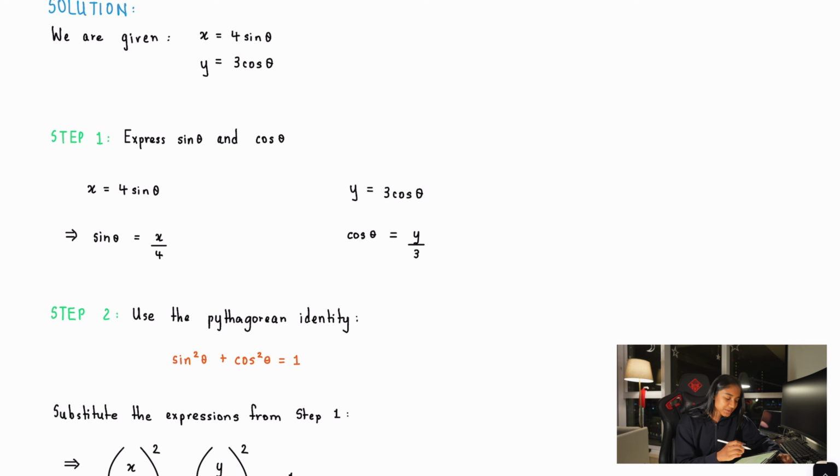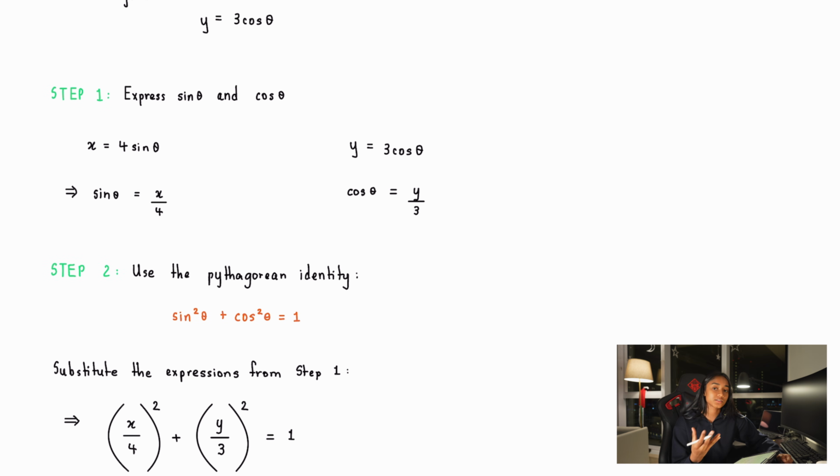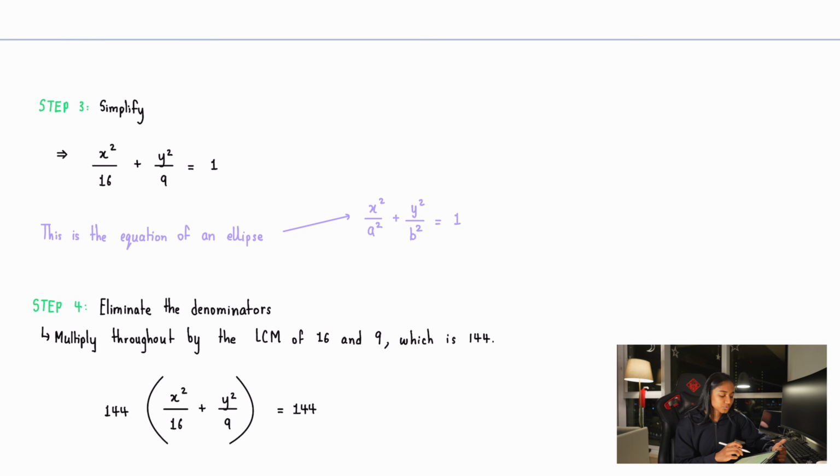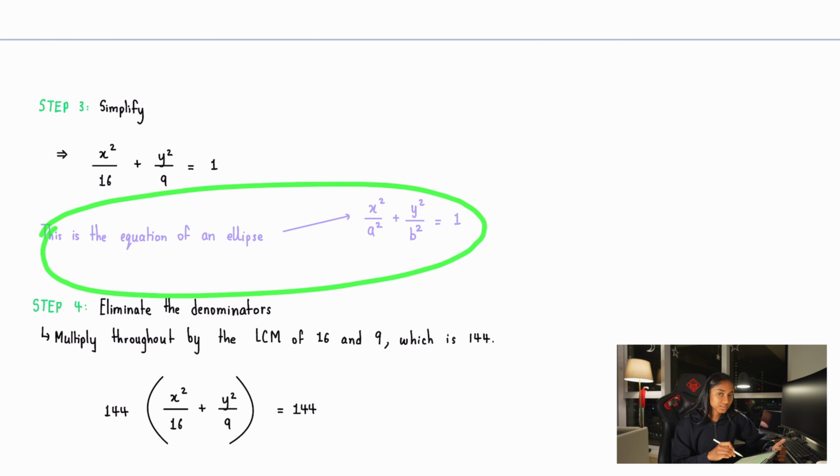So we are given x is equal to 4 sine theta and y is equal to 3 cos theta. We are going to express sine theta and cos theta. So we're making them the subjects of the formula, because when we do that, we can substitute them into our Pythagorean identity. Sine squared theta plus cos squared theta is equal to 1. We find sine theta, we find cos theta, we plug them in. Okay, when we substitute them and we simplify, we are able to recognize the equation of an ellipse.